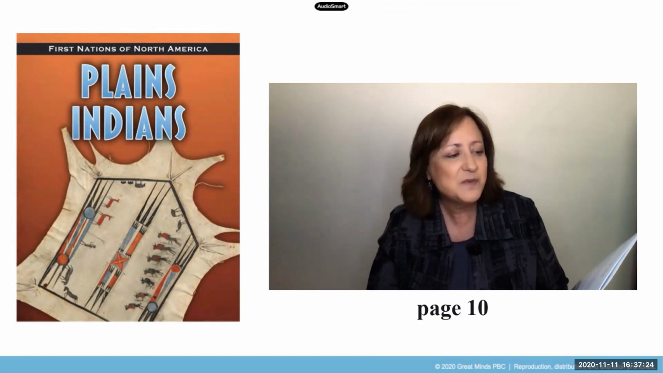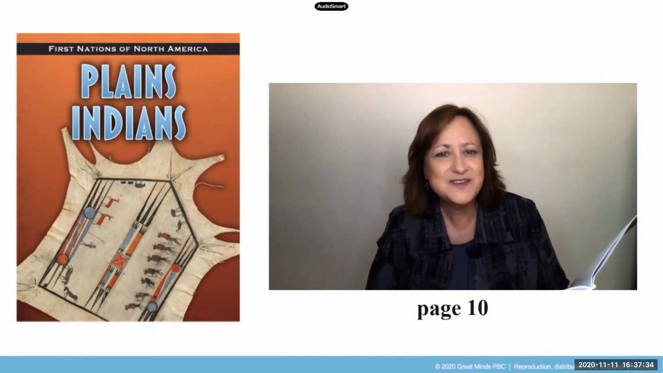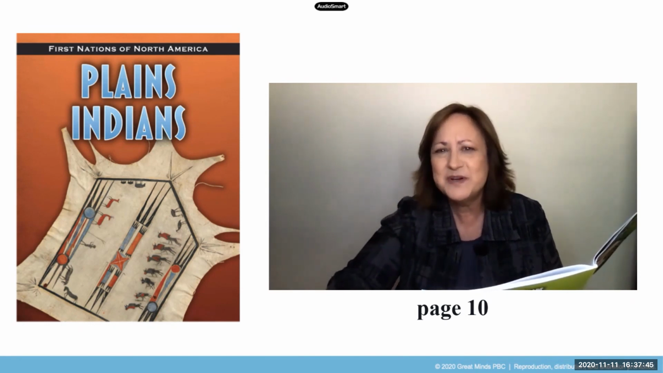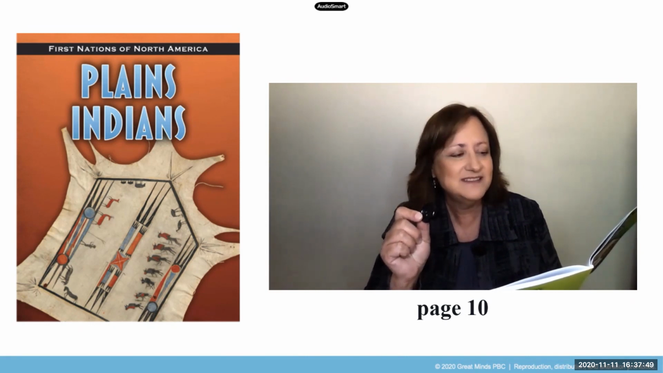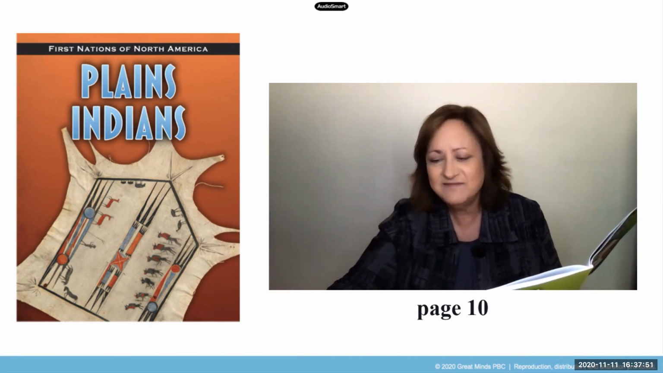On the dry western Great Plains, early Indians lived mainly by hunting bison. That's an important detail to remember, that the Indians in the western area of the Great Plains hunted bison. So I'm going to take that button to remember that detail.